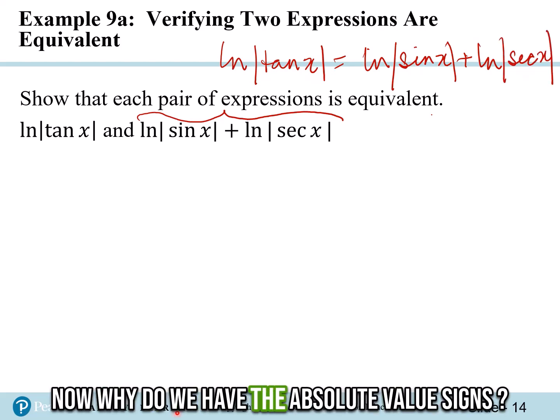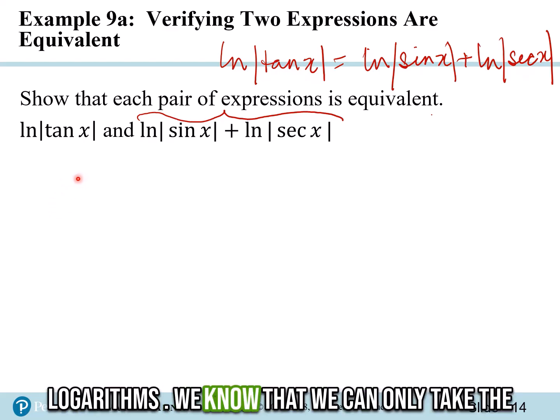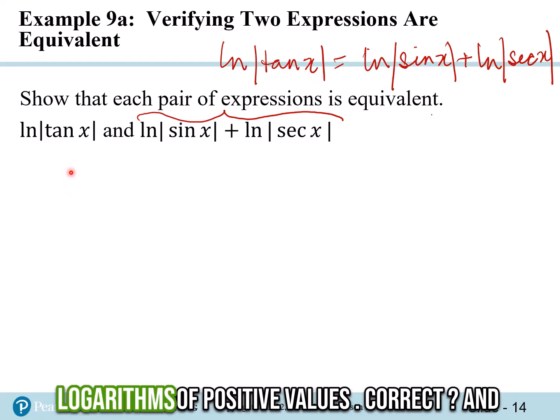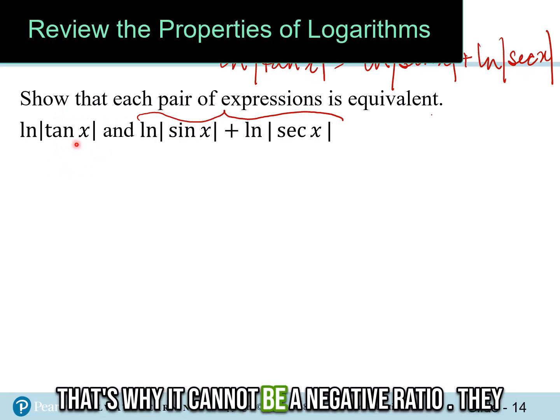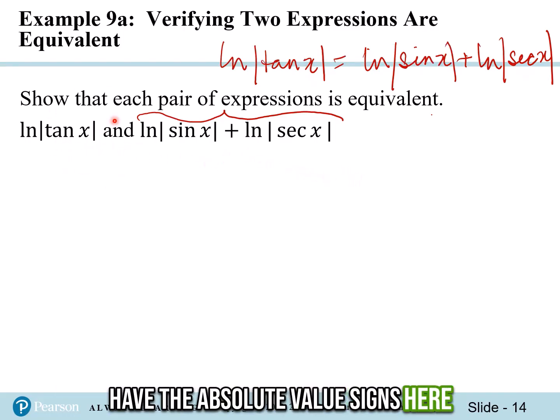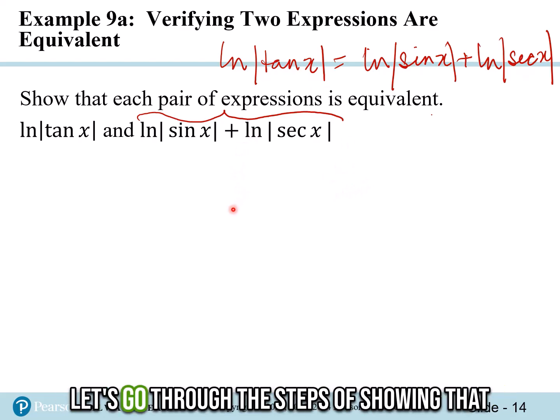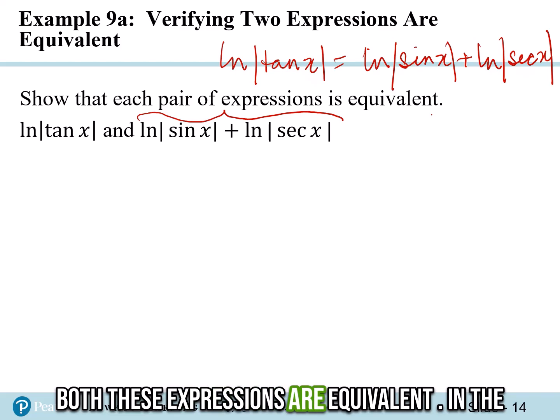Now, why do we have the absolute value signs? Go back to the definition and properties of logarithms. We know that we can only take the logarithms of positive values, correct? And that's why it cannot be a negative ratio. They have the absolute value signs here around each of these trigonometric ratios. So let's go through the steps of showing that both these expressions are equivalent.